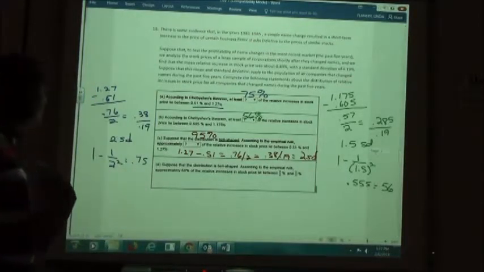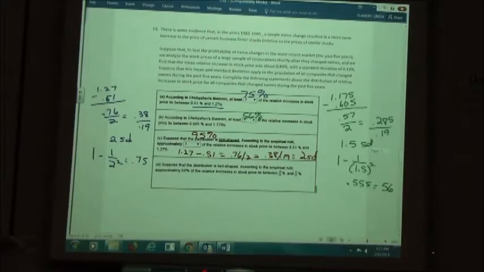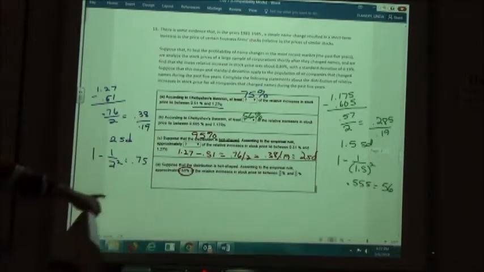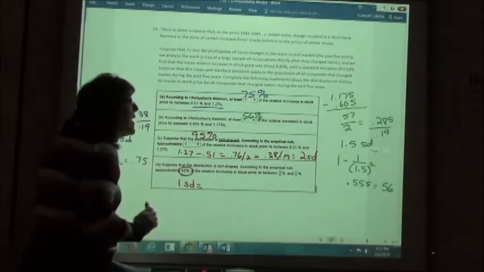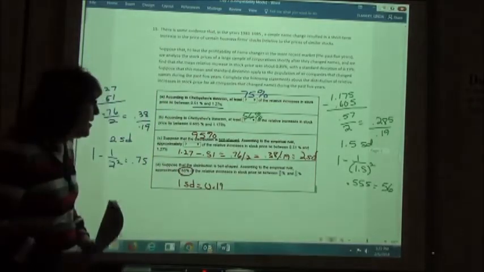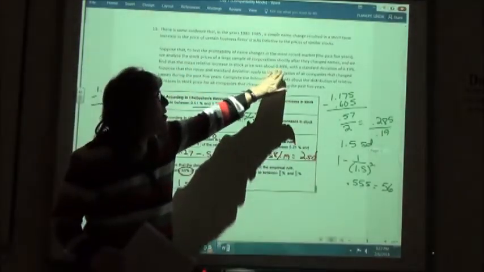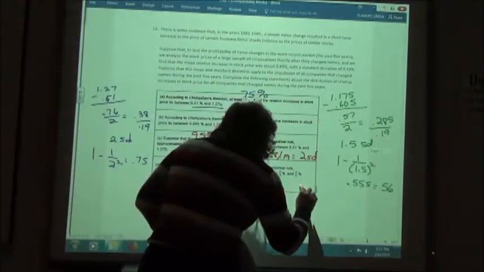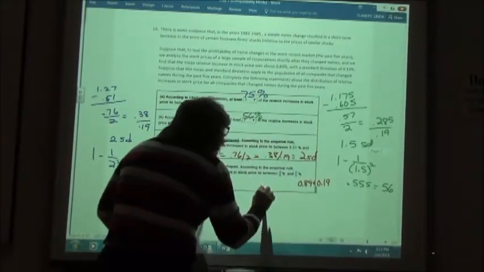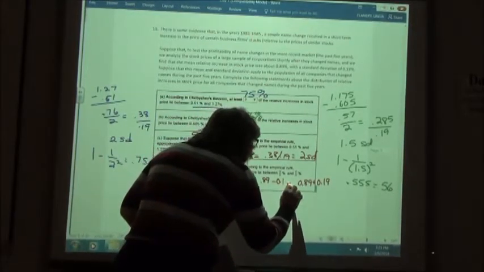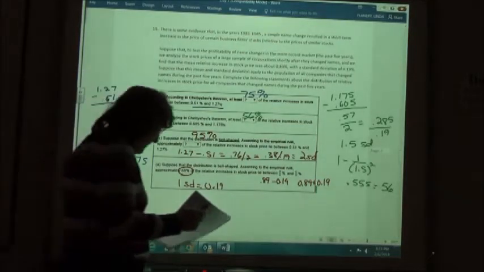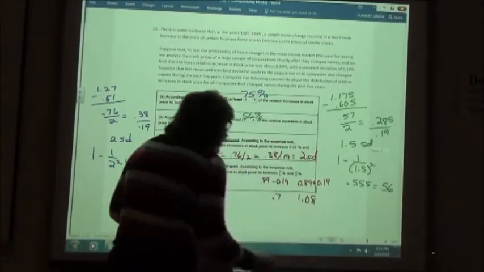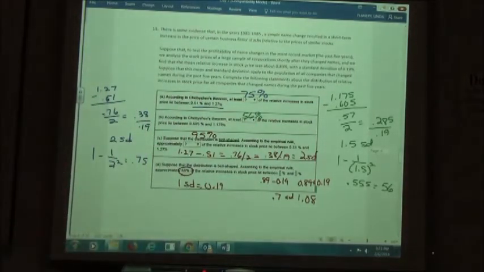And the last one. Suppose that the distribution is bell-shaped. According to the empirical rule, approximately 68% of the relative increases in stock price lie between what and what? 68% is how many standard deviations according to the empirical rule? 1 standard deviation. 1 standard deviation was how far? 0.19. So we want to be 0.19 from the middle, which was 0.89. We do 0.89 plus 0.19 and minus 0.19. That gives 0.7 and 1.08, so we're going to be between 0.7% and 1.08%.